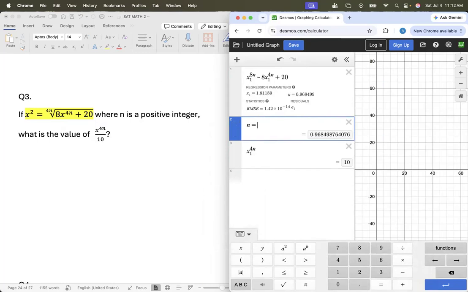4. X changes. 5, 6, 7. This is the reason why you don't have to use random numbers, because this question is specifically designed, restricted. If you change a number, x changes, the x and n are in line with each other because of the roots. And therefore, if I change 8, you see what is happening to the x. Therefore, our answer, x raised to the 4n, is 10. 10 over 10 is 1.